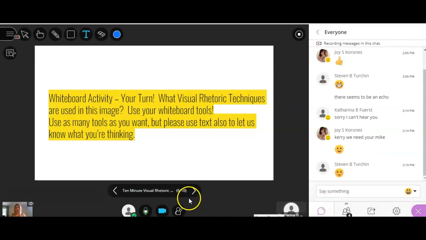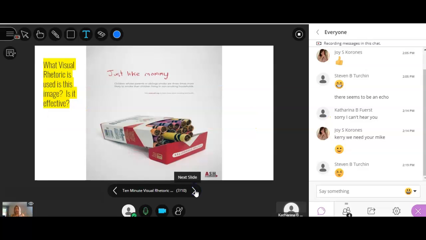Okay, awesome. Cool. All right, so now we're going to do an application. It's going to be your turn. What visual rhetorical techniques are used in the next image? I'd like you to use your whiteboard tools, so the circles, the shapes, whatever, as many tools as you want, but also use your text just to let me know what you're thinking. You can just do one if you would like, and that's fine. But here's my image that I'm giving you, and I'll give you a minute to do this.